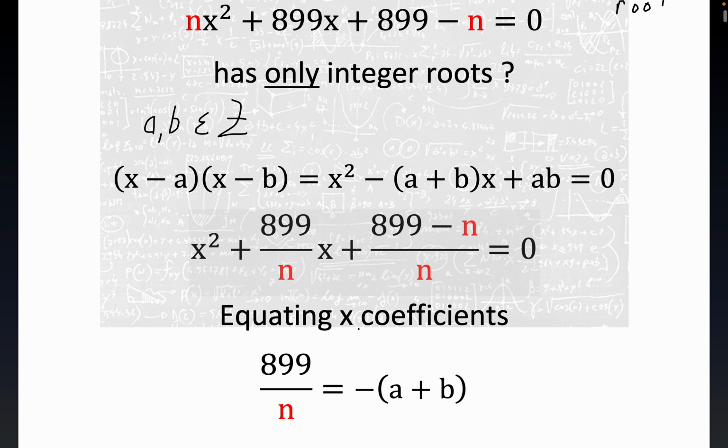The whole point of Viète's is to equate coefficients from two corresponding quadratics. Here's a quadratic, which is the equivalent form of our given quadratic, and this is the so-called Viète form right here. And so you see how we equate these two coefficients. That's all that's going on, rather than memorizing those formulas. So we know that 899 over n has to equal minus a plus b, but notice that since a and b are integers, their negative sum also has to be an integer, right?